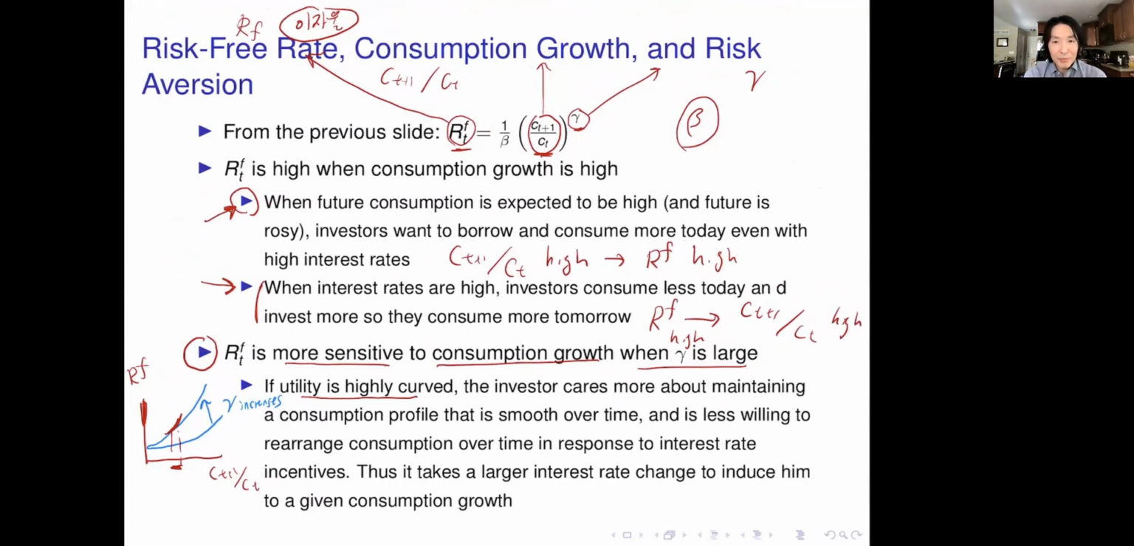자, 이게 무슨 말이냐? When gamma is high, investors are very risk averse, meaning that they want to smooth their consumption profile more, even when there are interest rate changes. Therefore, even when gamma is high, given a greater interest rate change, the corresponding consumption growth change is going to be little. Therefore, it takes a larger interest rate change to induce the investor to a given consumption growth.